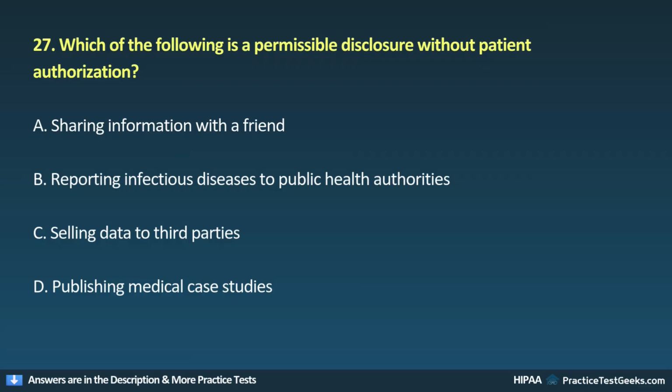27. Which of the following is a permissible disclosure without patient authorization? A. Sharing information with a friend. B. Reporting infectious diseases to public health authorities. C. Selling data to third parties. D. Publishing medical case studies.